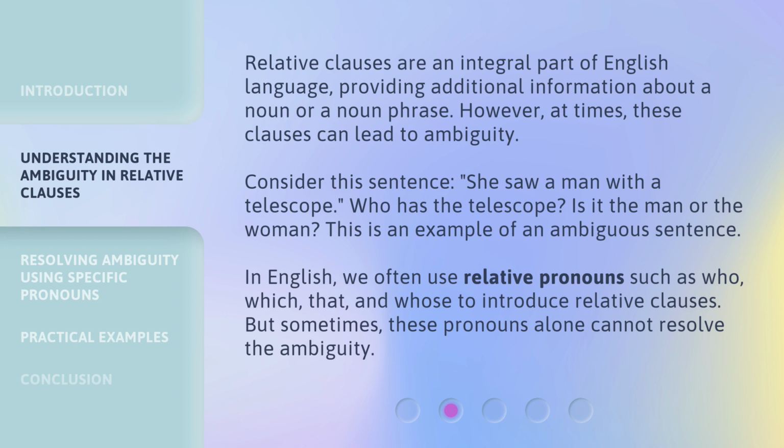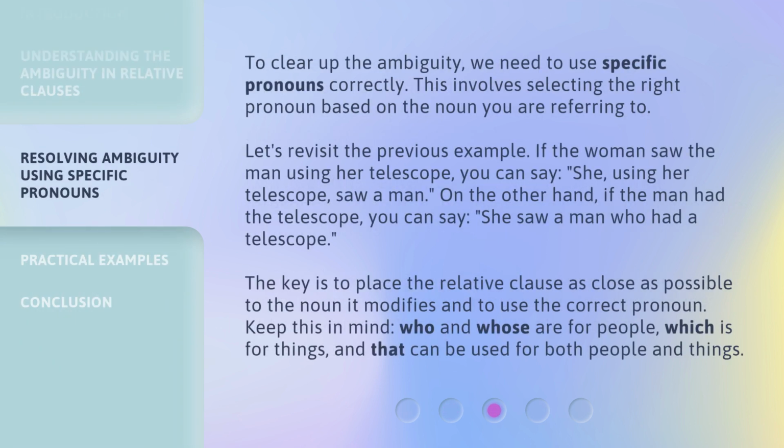In English, we often use relative pronouns such as who, which, that, and whose to introduce relative clauses. But sometimes, these pronouns alone cannot resolve the ambiguity. To clear up the ambiguity, we need to use specific pronouns correctly. This involves selecting the right pronoun based on the noun you are referring to.